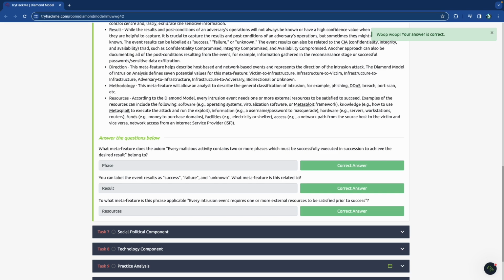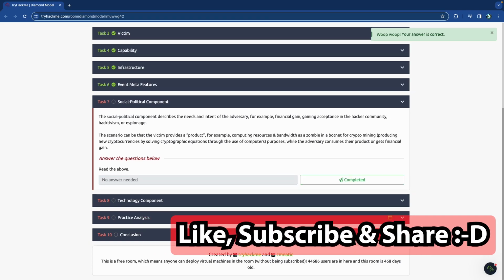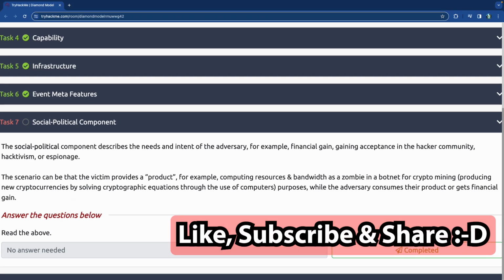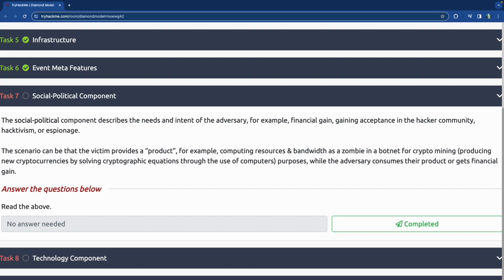All right, moving right along. The social-political component describes the needs and intent of the adversary. For example, financial gain, gaining acceptance in the hacker community, hacktivism, espionage. Hacktivism is somebody who thinks that they're doing something really good for the world, so they're an activist, but they're hacking.